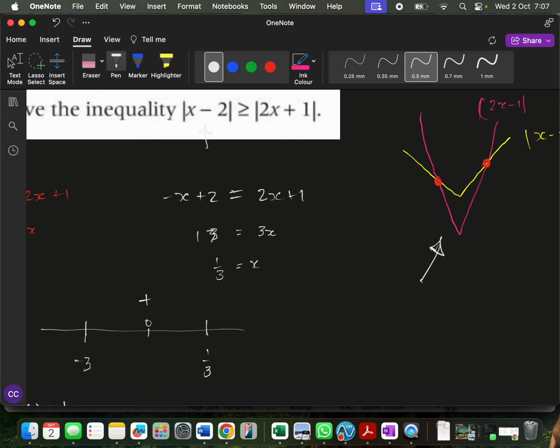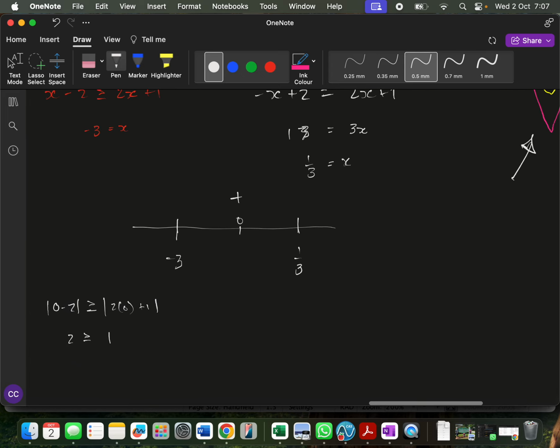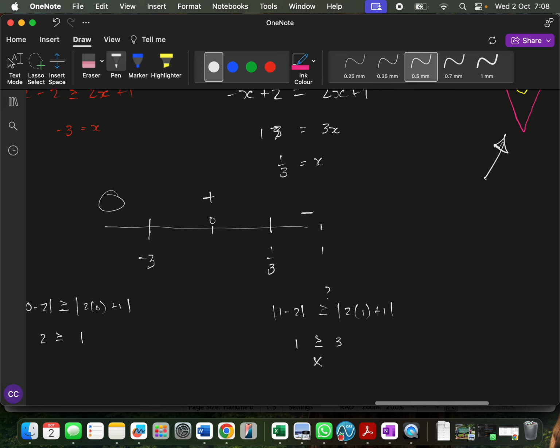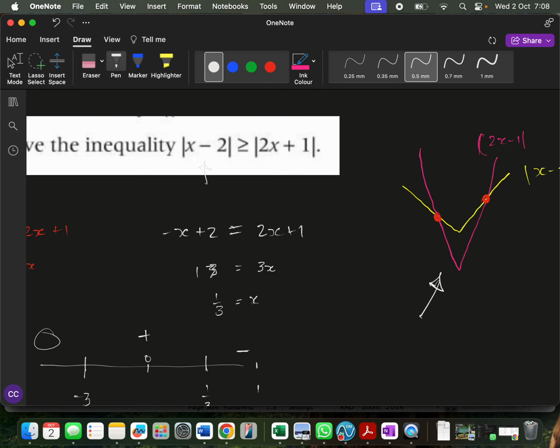Now I can test before and after as well, just to make sure that that's actually what's happening. So if I did 1 minus 2 absolute value, because I'm picking a point over here, that would be the number 1. Is that actually greater than or equal to 2 times 1 plus 1? Well, 1 minus 2 absolute value would be 1. Is 1 greater than 3? It's not. So we know that that function is under, and if we test it over here, we would get the same results.